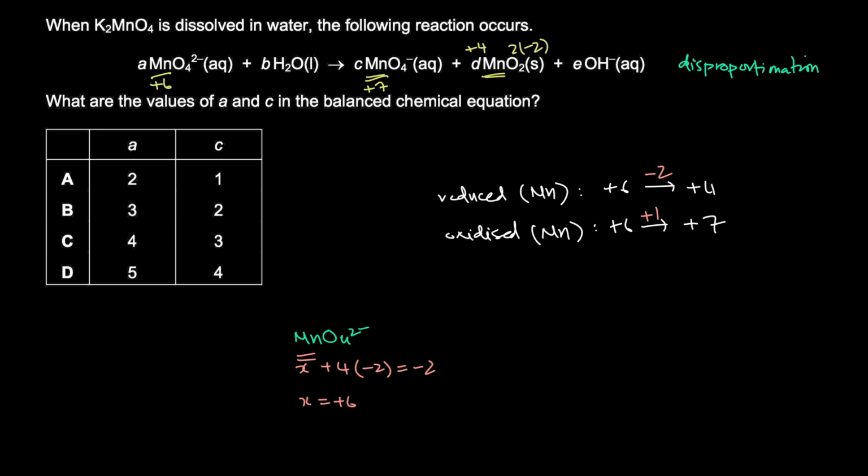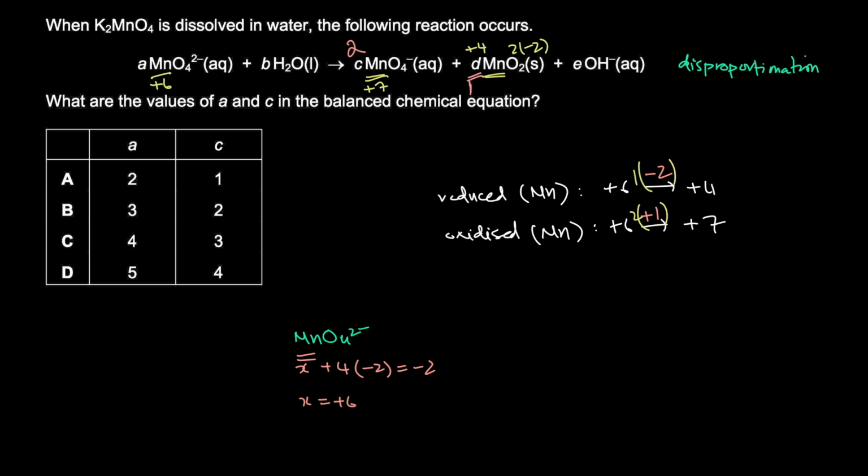So that means again, if the changes have to balance, we would need 2 manganese atoms to be oxidized for every 1 that's being reduced. These are the ones that are being oxidized. So that means C over here is 2 and D is 1.